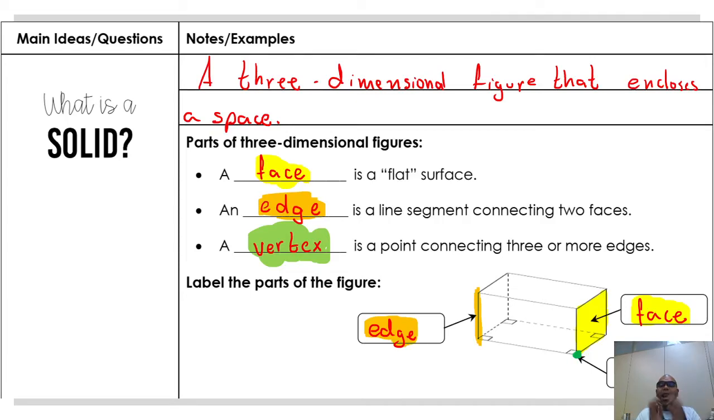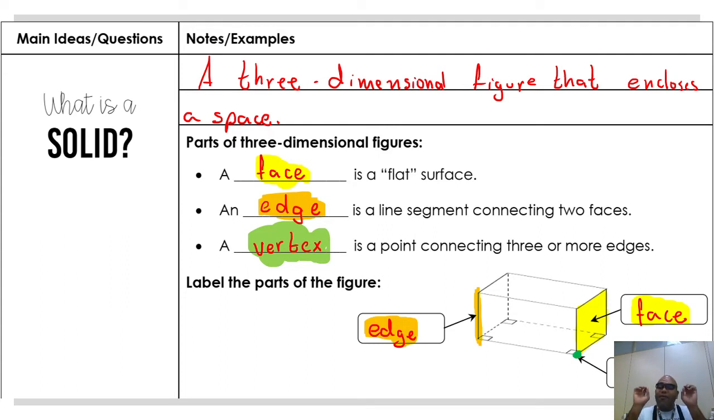Right now, let's talk about a three-dimensional figure. Mister, what is it? It is a solid. What is a solid? Each kind of solid, guys, is a three-dimensional figure that encloses a space. It occupies a three-dimensional space, okay?